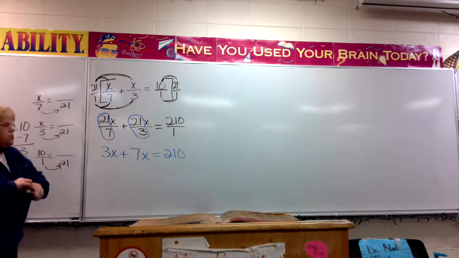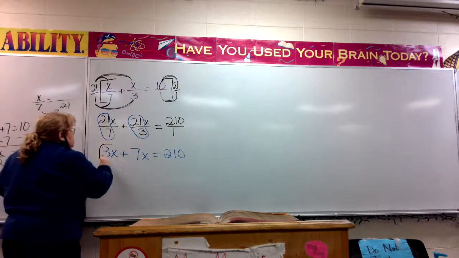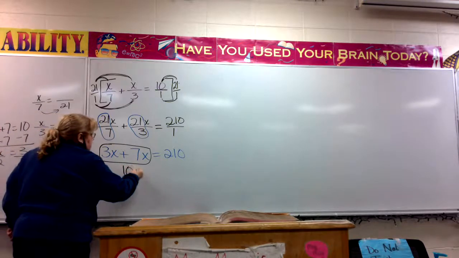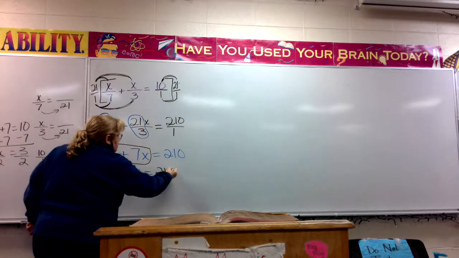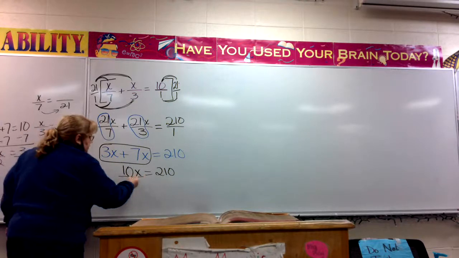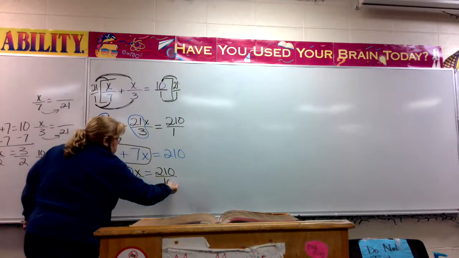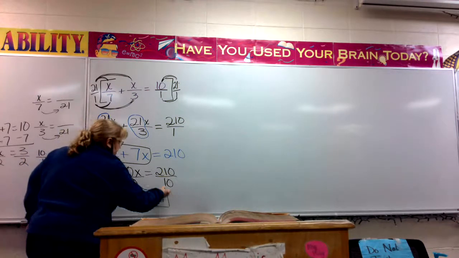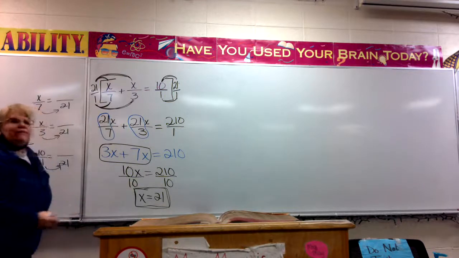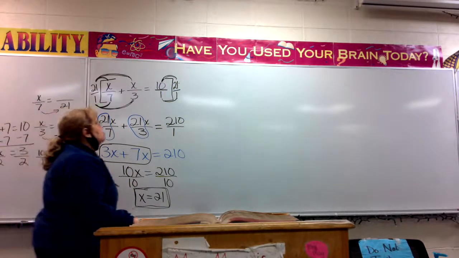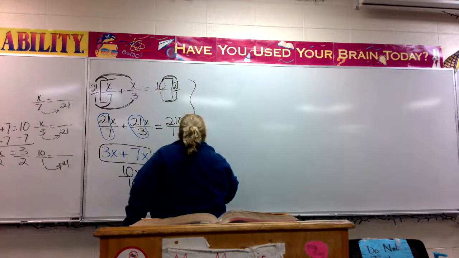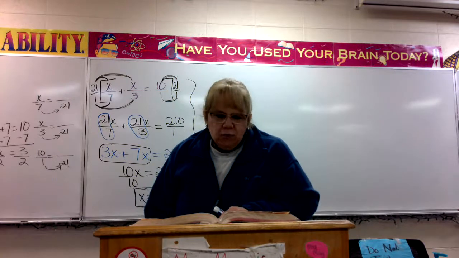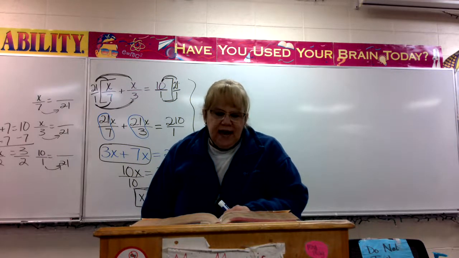Now all you have to do is combine like terms, and they're even on the same side. What is 3x plus 7x? 10x. What do you have to do to finish her up? So what do we get? X equals 21. Isn't that easy? Get rid of the fractions. Get rid of them. We hate them anyway. Right? Get rid of them. Multiply both sides by whatever the common denominator would have been.